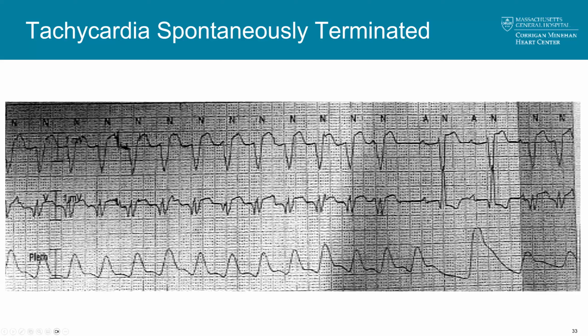Remember, you have the Q, the R, and the S complex in V1, and in lead 2, you got this deep S with that little R notch, right? So here's this patient motoring along in tachycardia about 140 beats per minute, which is exactly where he was to start. And then boom, everything changes, right?